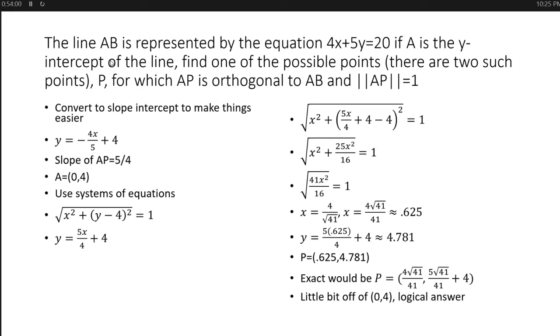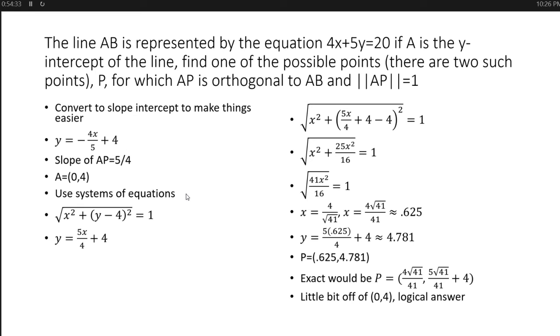So the slope, we know from how perpendicular lines work, is the negative inverse of 4 over 5, which is 5 over 4, and that's going to be the slope of AP. Because it is orthogonal, it is perpendicular. They're almost interchangeable, almost. So we know line AP is going to be running perpendicular and make a right angle with our line AB. So we know A is equal to 4 because it's the y-intercept, and so that's just 0 for the x and 4 for the y.